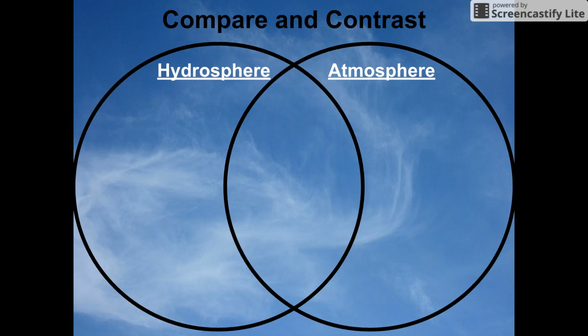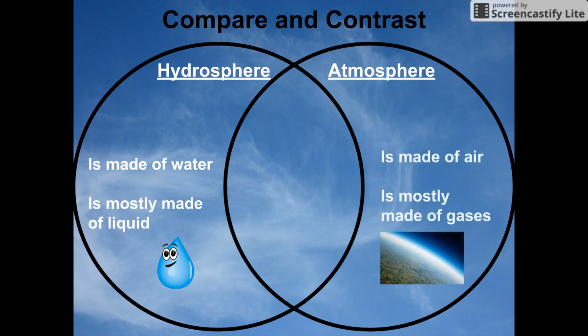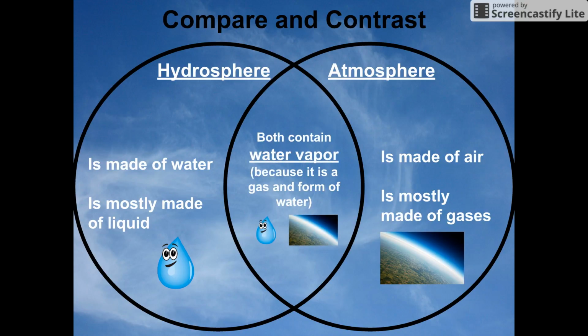So let's review. Compare and contrast the hydrosphere and the atmosphere. The hydrosphere is made of water and is mostly made of liquid. The atmosphere is made of air and is mostly made of gases. Both contain water vapor because it is a gas and it is also a form of water.